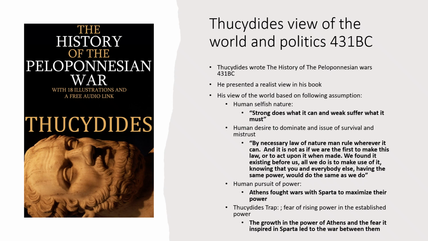Thucydides is trying to say that the strong can do whatever they want and the weak would suffer, because there is no one to stop the strong. There is no supra-sovereign authority. So this shows that he believes in the anarchic system of the world. Then the second assumption: human desire to dominate, an issue of survival and mistrust.